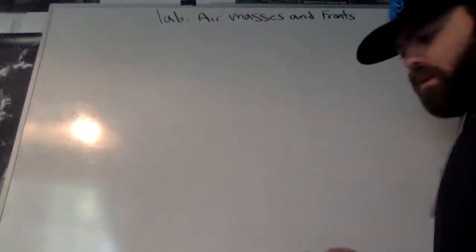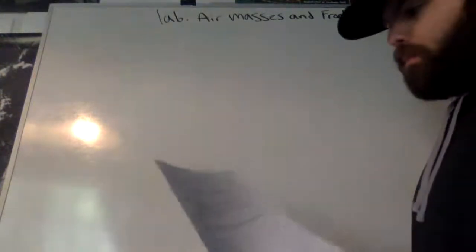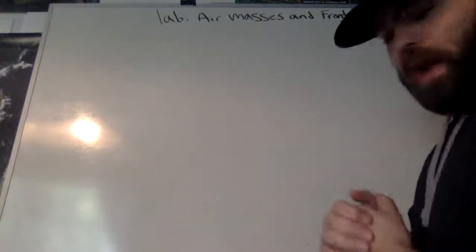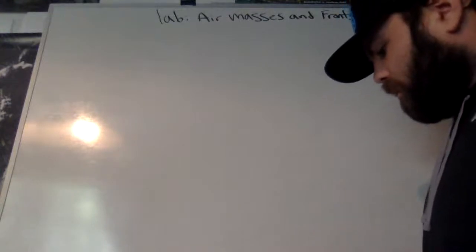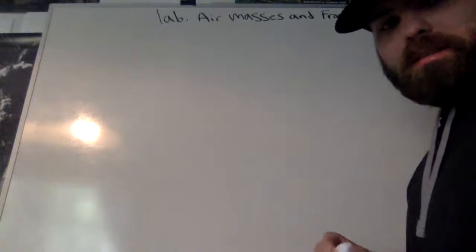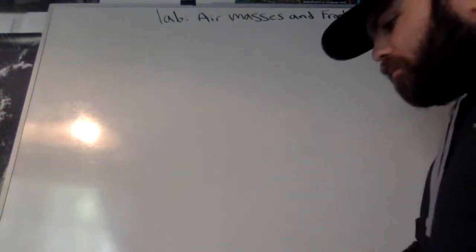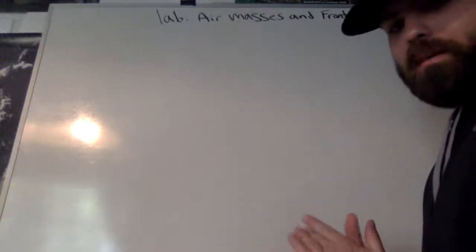So today, what I'm going to go over is the lab activity that I gave you, air masses and fronts. This is basically the wrap up of weather before we go on to a little bit of greenhouse gases, Earth climate change, okay? And then we're going to start getting into astronomy, all right?